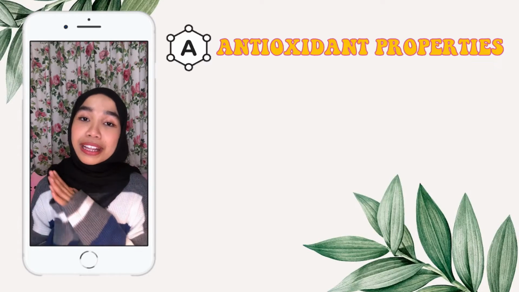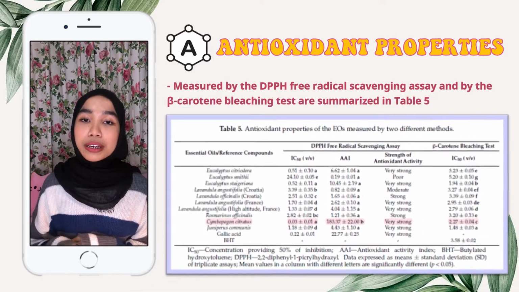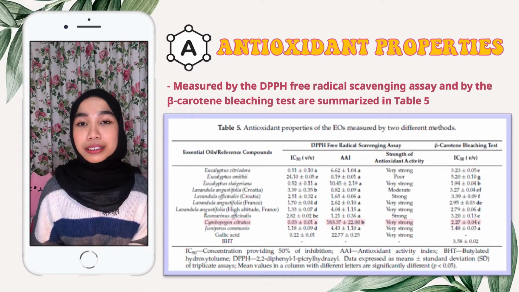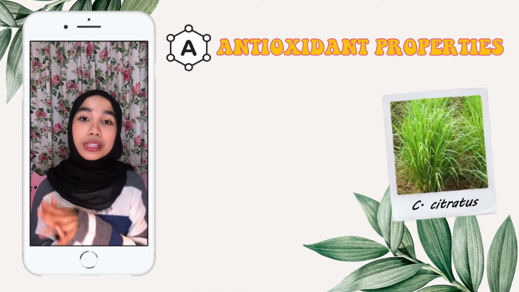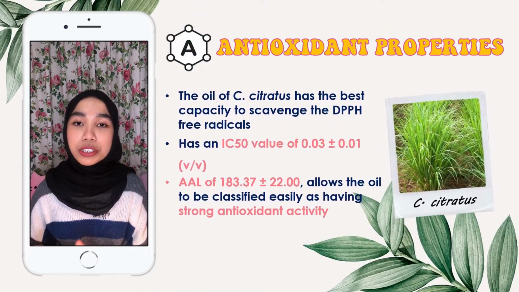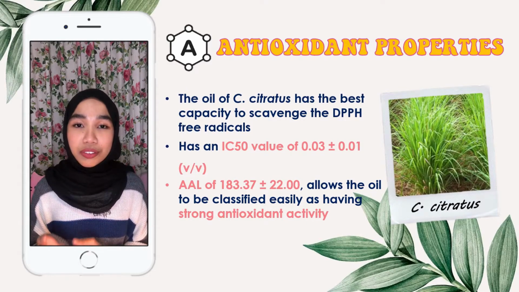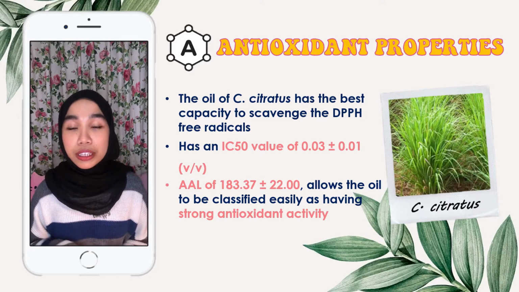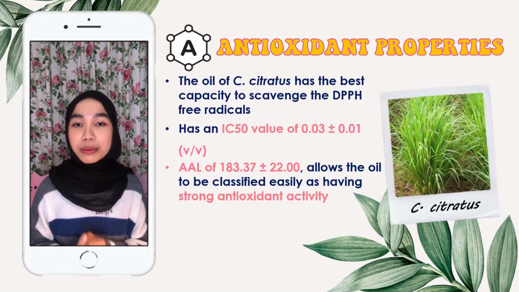Next, let's move on to the antioxidant properties of these essential oils. They were measured by DPPH free radical scavenging assay and beta-carotene bleaching tests. They were summarized in Table 5. The C. citratus oil has the best capacity to scavenge the DPPH free radicals, and it has an IC50 and AAI value significant enough for it to be easily classified as having strong antioxidant activity.